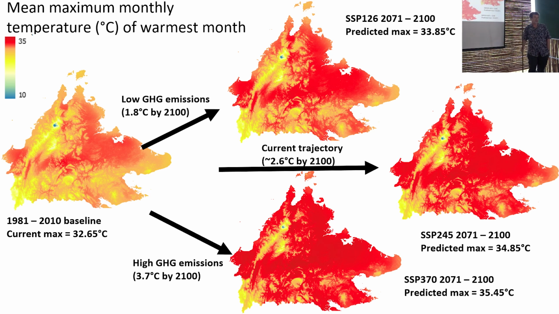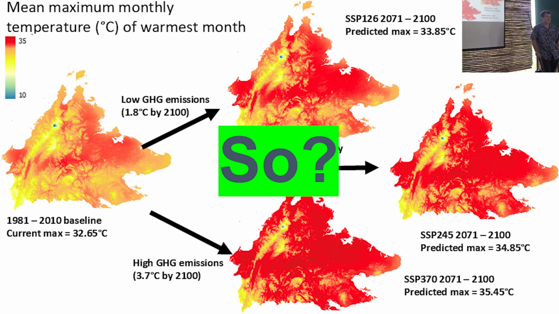But if we showed anyone this map, can you push the next? The question would be, so what? What does a 35.45 degree mean maximum temperature mean? I mean, in Australia, we get up to 40 degrees. Yeah, we have months where your mean maximum is in the 40s, okay? So temperature by itself may not be the most informative bit of information.